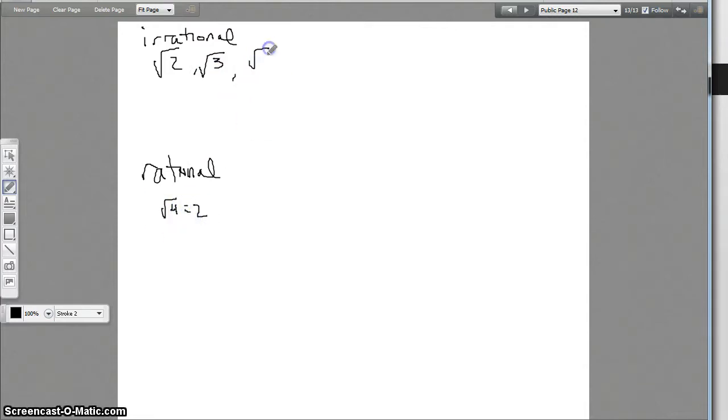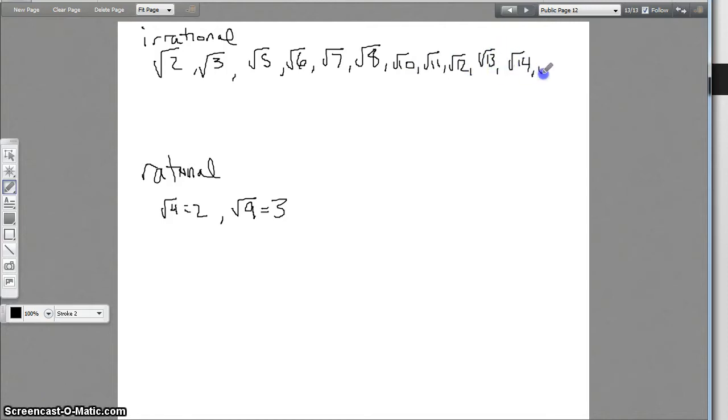The square root of 5 is irrational. The square root of 6 is irrational. Square root of 7, square root of 8. But the square root of 9 is rational because that equals 3. Square root of 10 is irrational. Square root of 11, square root of 12, square root of 13, square root of 14, square root of 15. But then the square root of 16 is rational because that equals 4.